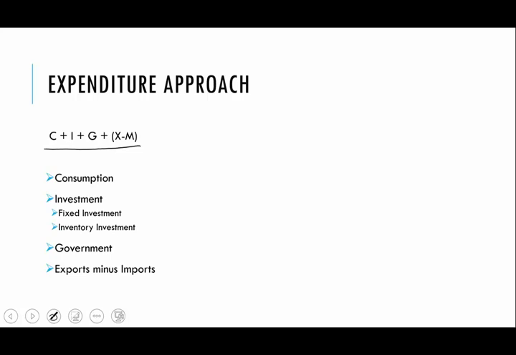Let's start with consumption. Consumption is very straightforward. If you're a consumer, you go buy something, it's a consumption expenditure. About two-thirds of gross domestic product, which is about $19 trillion at the time I'm recording this, are consumption expenditures. And they don't need much explanation.